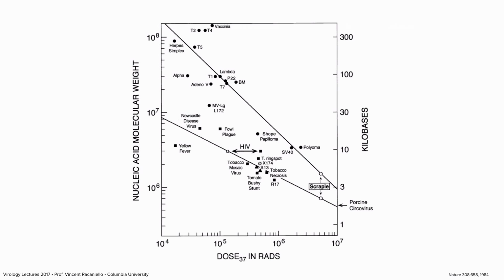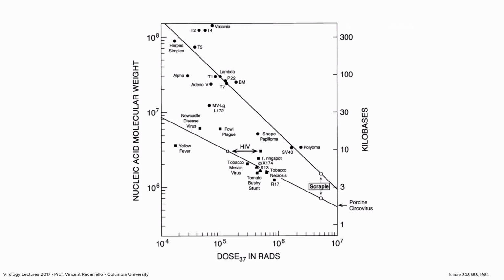But here is the Scrapie agent. So when they subject the Scrapie agent, whatever it is, so they take sheep with Scrapie, grind up their brains, show that the filtered material can transfer infectivity, then they inactivate it with ionizing radiation and then infect sheep. It takes a lot of UV, more than any virus pretty much, to inactivate infectivity.